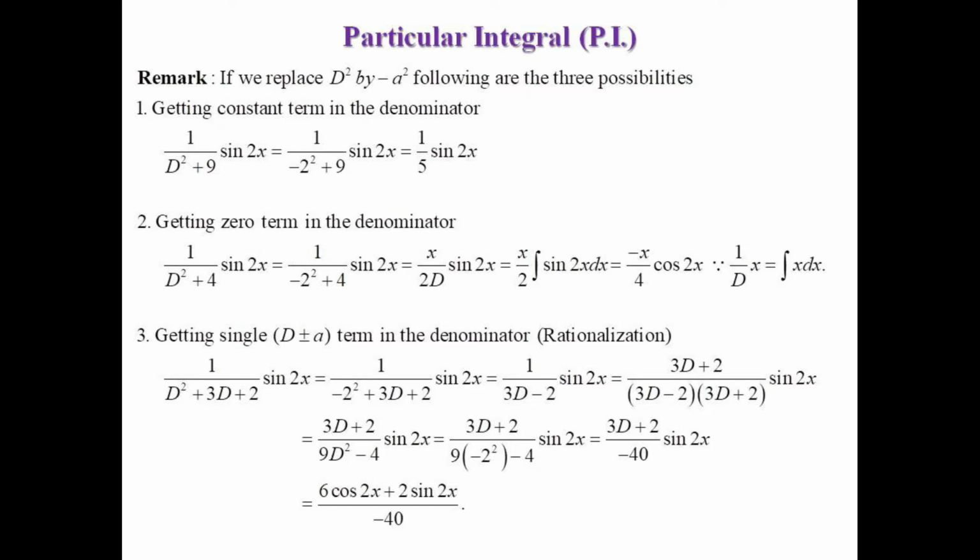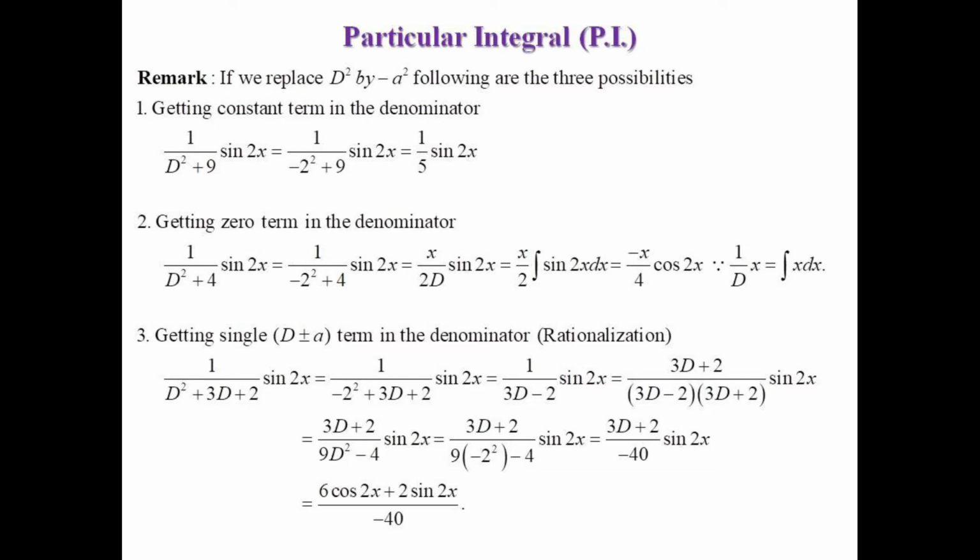Similarly, the third possibility is that when we replace D square by minus a square, we may get a single D plus a or D minus a term in the denominator. In this case, we have to rationalize the equation so that in the denominator we can get the D square term. For example, if we try to find the particular integral of 1 upon D square plus 3D plus 2 into sine of 2x, and replace D square by minus a square, then after simplification of the denominator we get 1 upon 3D minus 2 into sine of 2x. Observe that in the denominator we get a single D term.